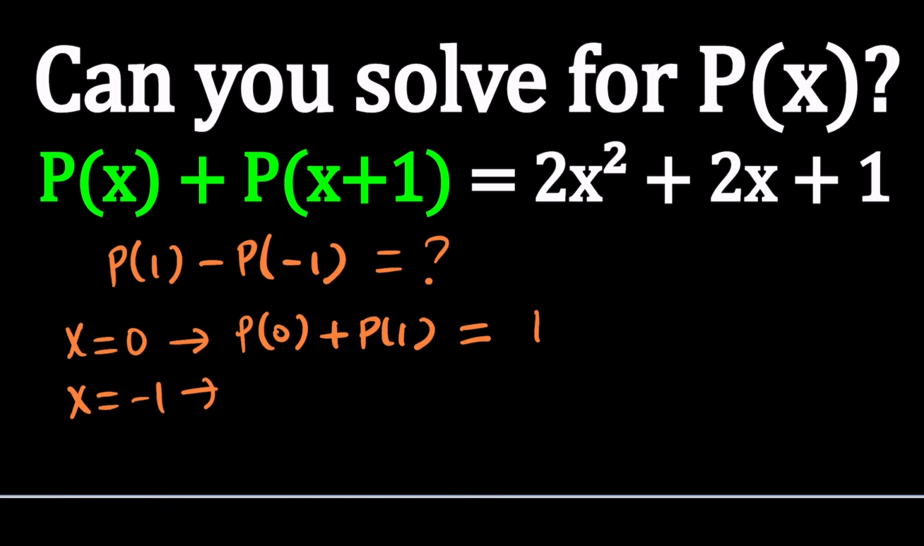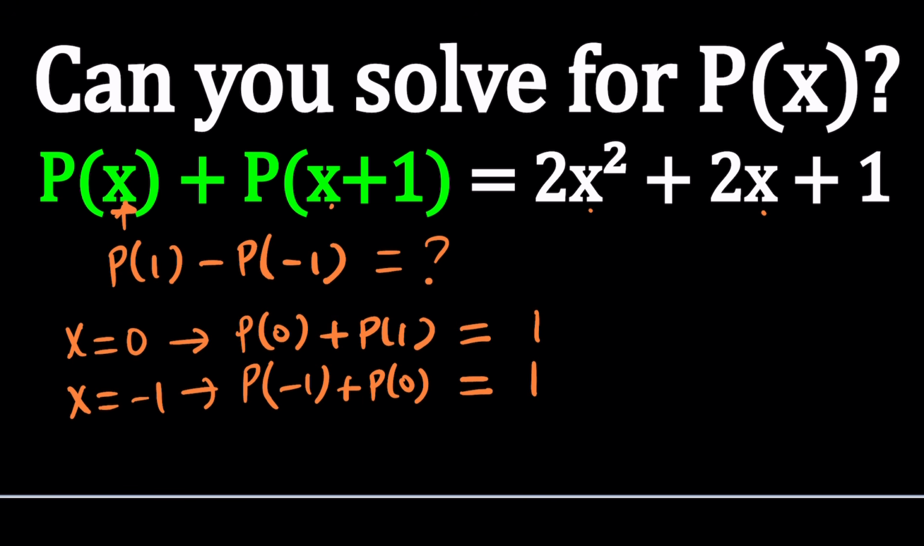So what you replace x with makes a huge difference. That's why you need to be very careful about it, very cognizant about it. If you replace x with negative 1, you're going to get p of negative 1, and then here you get p of negative 1 plus 1, which is 0. That's a good thing to have, right? And on the right-hand side, if you replace x with negative 1, this is going to give you a 2, and then a minus 2, they're going to cancel out. And guess what? You're going to end up with 1 again.